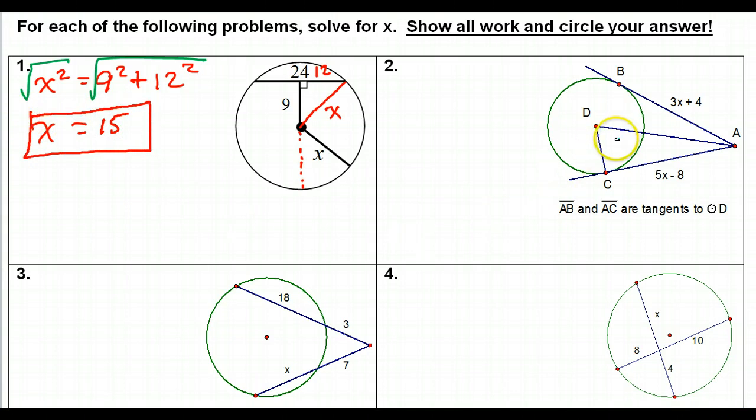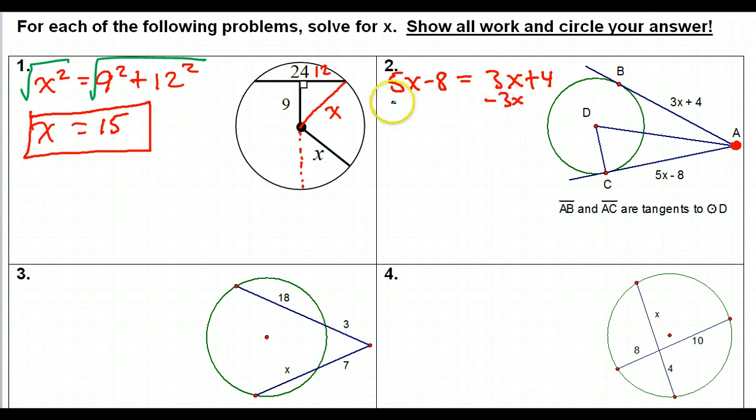Alright, take a look at number 2. We learned that if we have a tangent and another tangent that are both coming from the same point, like point A right here, those two tangent segments have to be congruent. So that means that 5x minus 8 has to equal 3x plus 4. So it's just a matter of solving this equation.